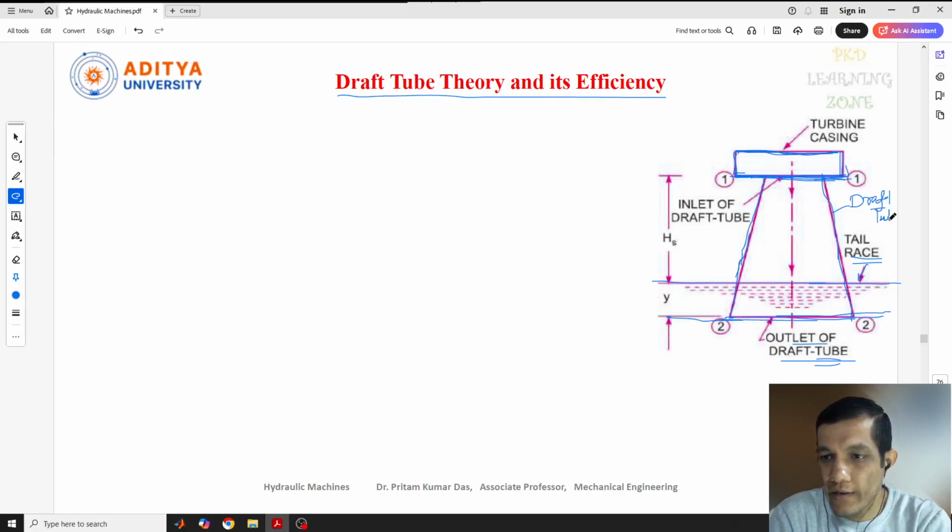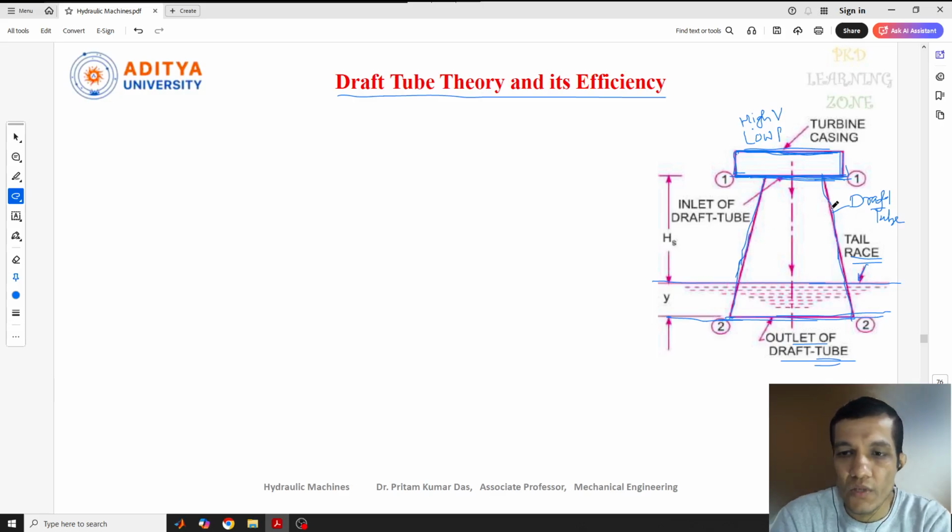As I told you, low pressure will be there at this point, and here we have high velocity. We don't want to waste any energy to the atmosphere, so we convert that kinetic energy of velocity into pressure energy with the help of this draft tube. At this point you can see the surface level of water, where we have the atmospheric pressure, PA.